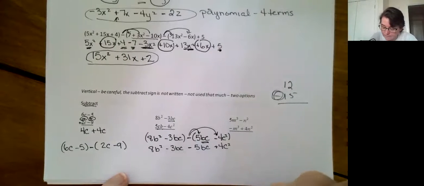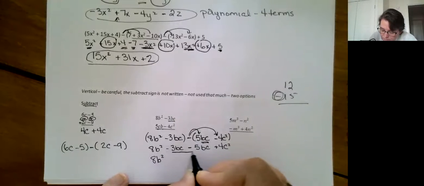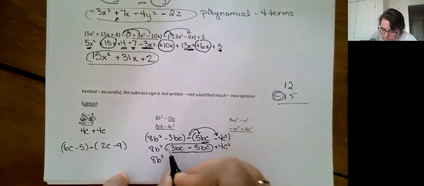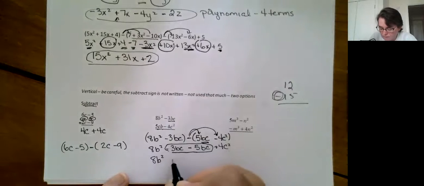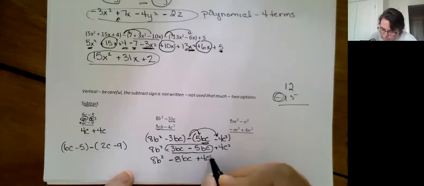All right, alphabets. 8b squared. Now you can see these two belong together. Minus 3 minus 5 is going to be minus 8bc plus 4c squared. Bring them along. We didn't do much.